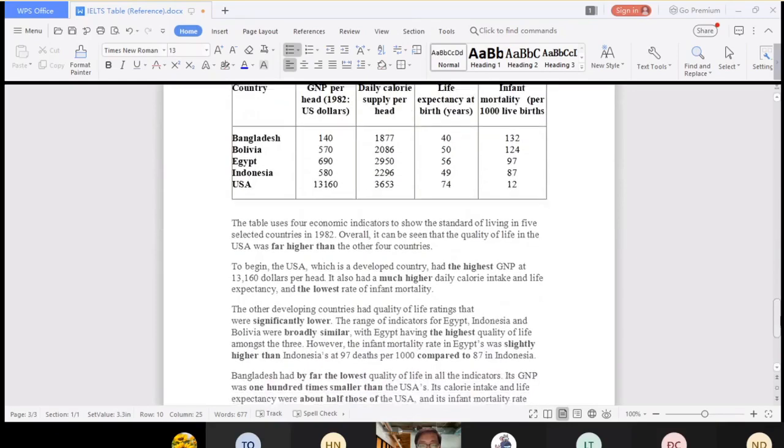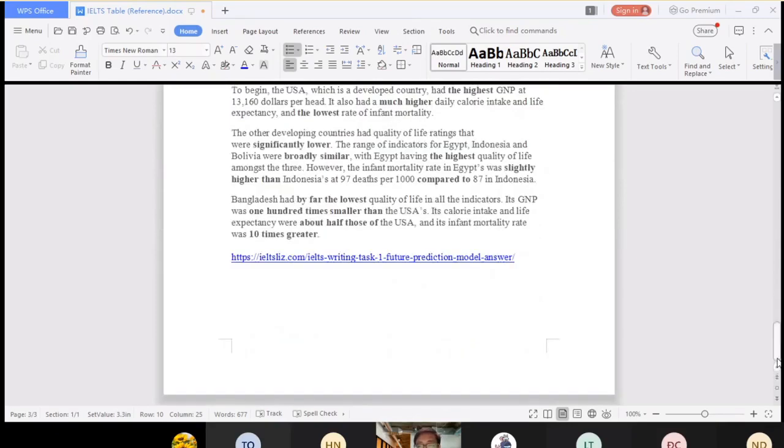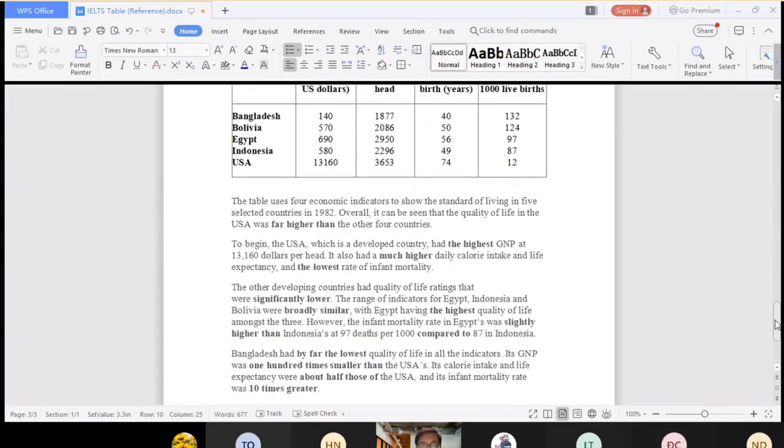Now this is the model answer. Okay, so can I ask Hung Duy? Hung Duy ơi, can you help me to read this model answer? Yes, I'm here. Okay, can you read this model answer to the whole class, please?